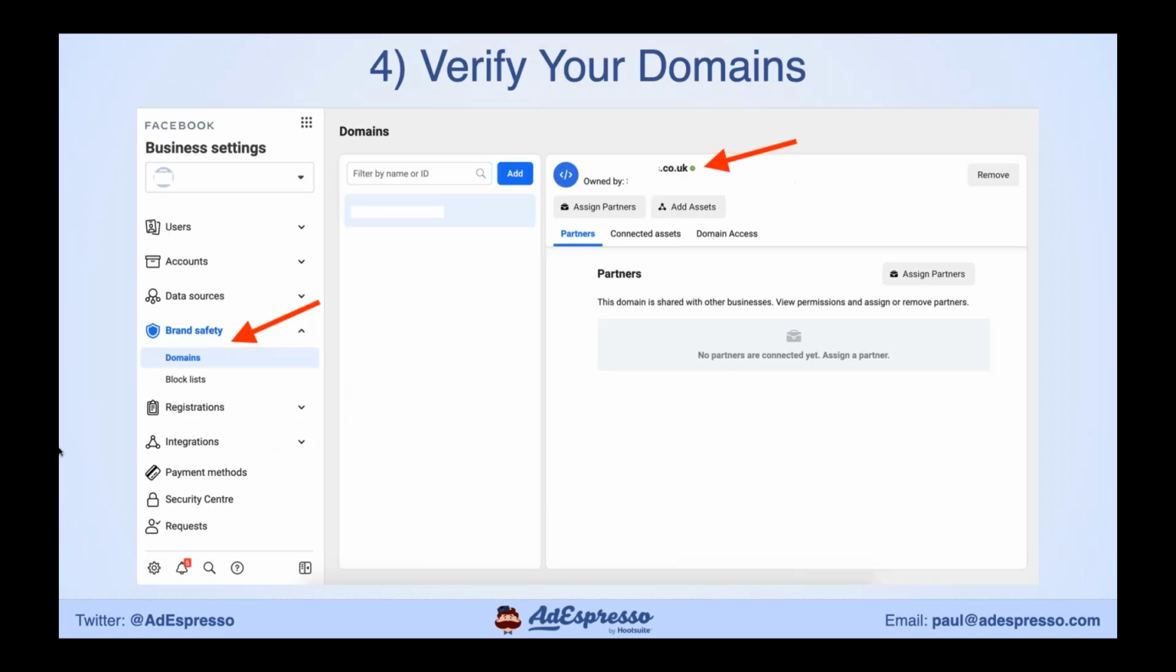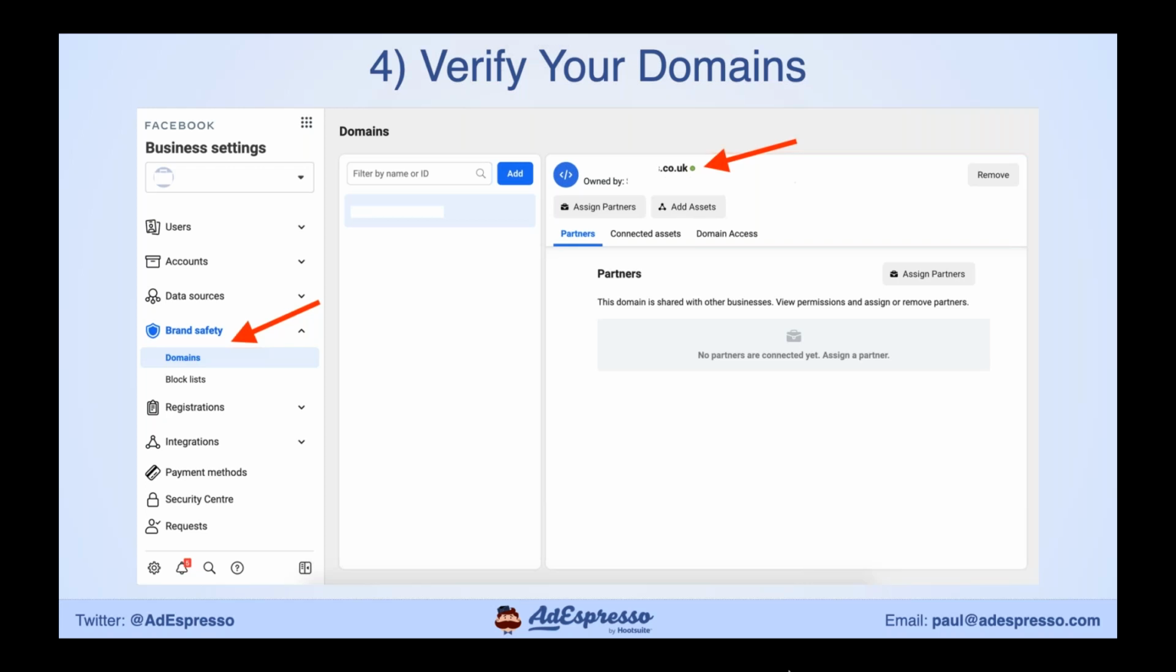Then following on from this, we can move up from Security Center in your Business Manager settings. And what we can do is go to Domains there. So you'll see Brand Safety on the left-hand menu, click on Domains, and then you can put in your domain and verify that. Again, it's just another check mark with Facebook. They can say, right, you're running ads to this domain. We know you can control this domain because you verified it.